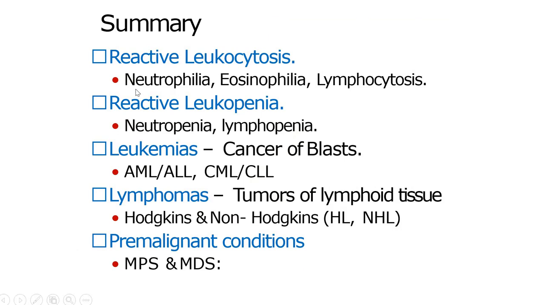So to summarize today's class, we initially studied the reactive conditions, where we studied the different leukocytoses, the leukopenias, and then we discussed the leukemias, the 4 types of leukemias, and then we had a slide discussing the lymphomas and the 2 types, Hodgkin's and non-Hodgkin's, and the pre-malignant conditions which lead to these leukemias and lymphomas are the MPS, myeloproliferative syndromes, and MDS, which is myelodysplastic syndrome. So that finishes my class.